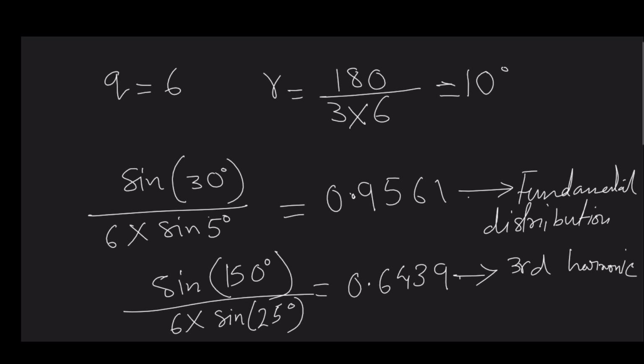Sine 150 degree divided by 6 divided by sine 25 degree. So for the fifth harmonic, see the beauty, it is giving me 0.197. So the more higher order harmonics you take, you will see that this distribution factor is so designed, it is more harsh on the higher order harmonics, and will give you very high attenuation as you move towards the higher order harmonics. So that is very interesting.